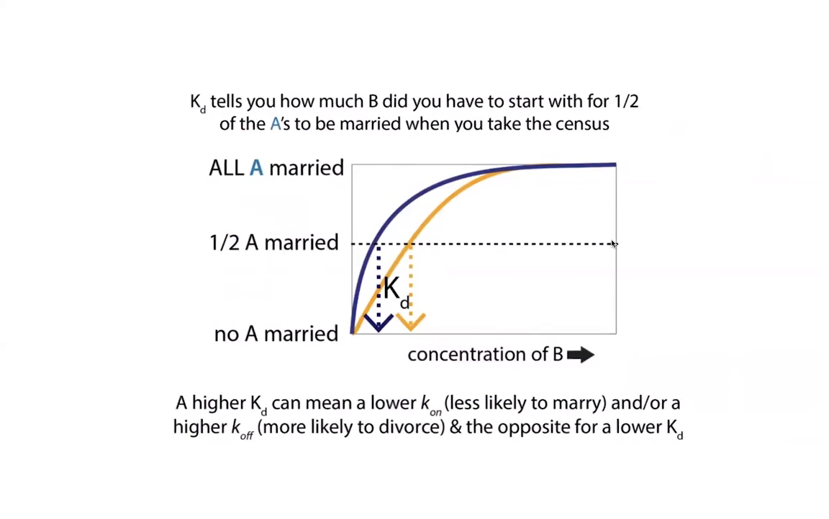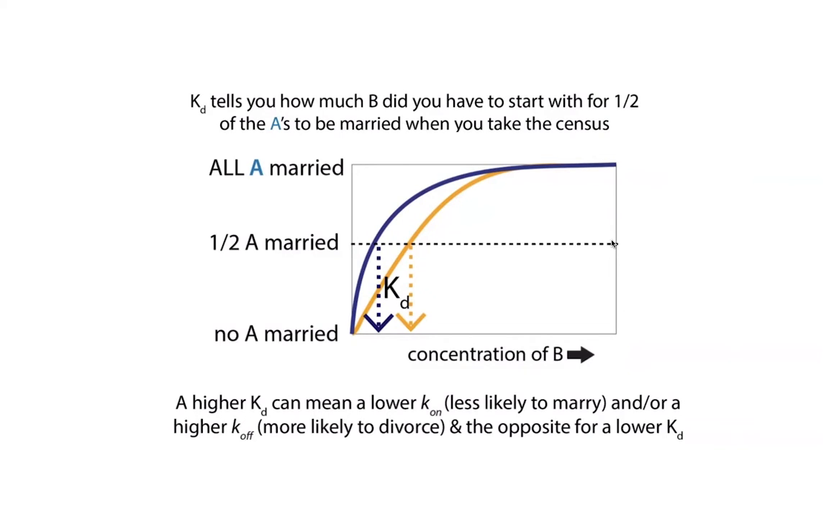Remember that if we had a weaker binder, it's going to have a curve that's shifted to the right, meaning that you would need more of the one partner in order for half of the other to be bound. And if it were the other way around, it would be shifted to the left. Note that this figure is drawn the opposite way. I have concentration of B on the bottom and A on the y-axis. It's not to confuse you, it's just because that's what I had.